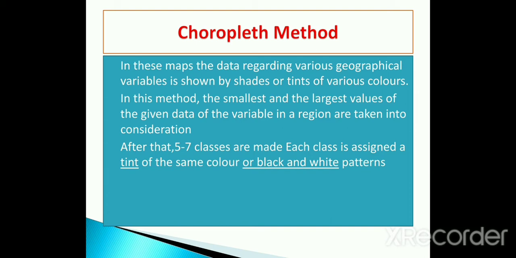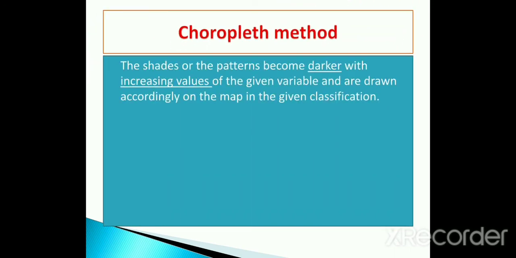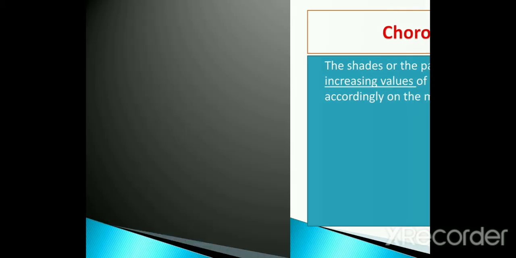You can see figure number 1.2a and 1.2b. This is the choropleth method shown in the map. We will again explain this. See, next point is given: the shades or the patterns become darker with increasing values. As the variable value increases, the shades of the given variable become darker and are drawn accordingly on the map in the given classification.